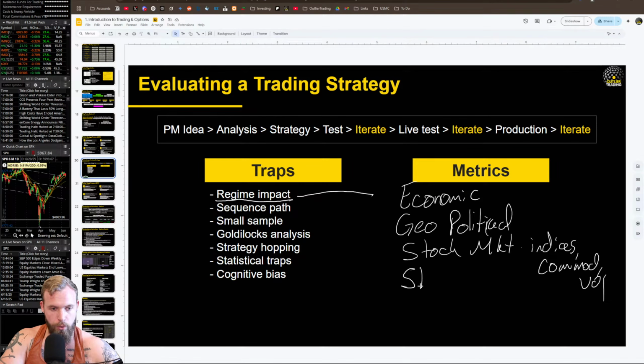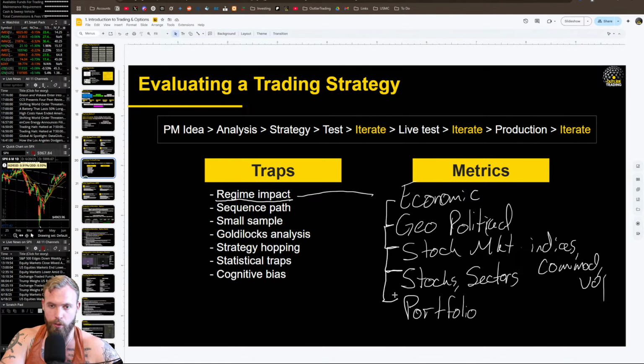Then you click in another level. We have the individual stocks, sectors, and so on. And then we finally start getting down to the portfolio level. All of these things have regimes. And the regimes aren't on an annual basis.